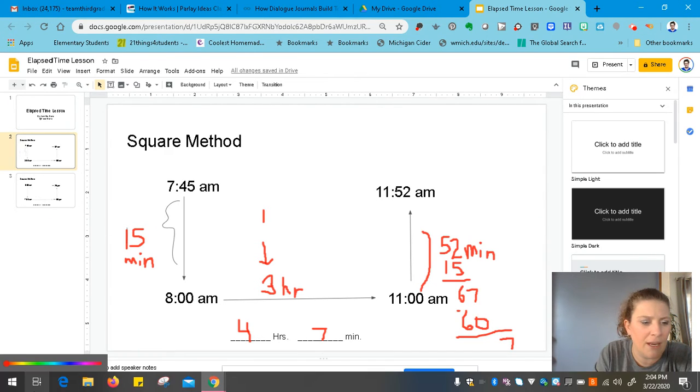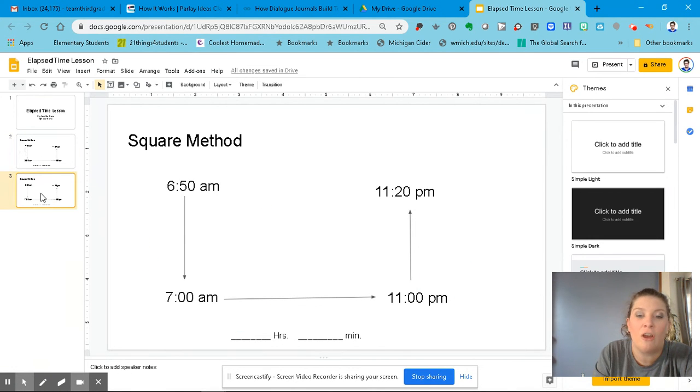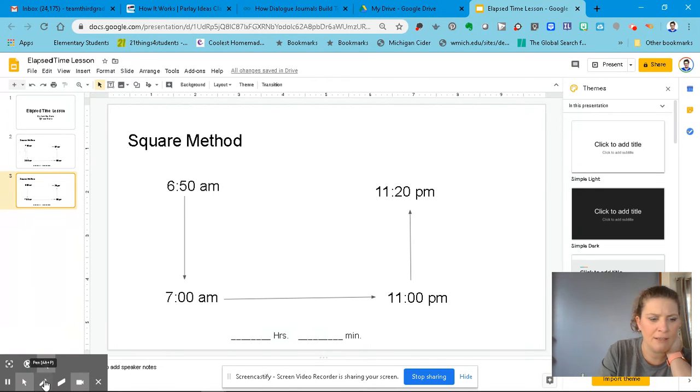Now, if we wanted to, we could look at some longer time. For example, if I woke up at 6:50 a.m. and went to bed at 11:20 p.m., that could be a real life example. How much time were you up in a day? Same thing. I'm going to go 6:50 to 7, and that's just 10 minutes. And then 7 to 11.